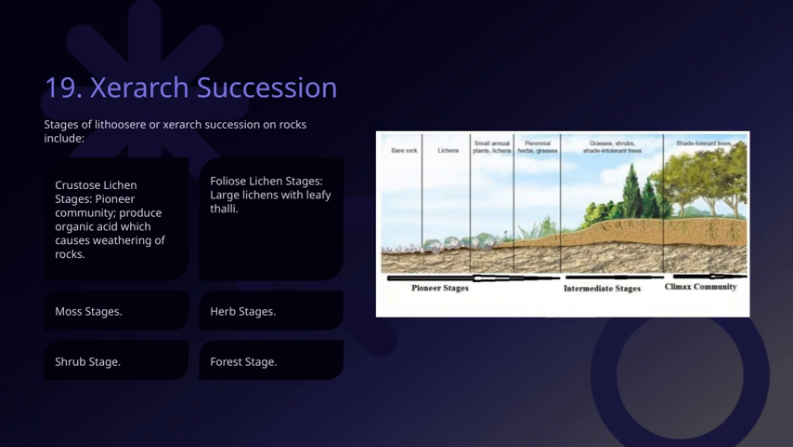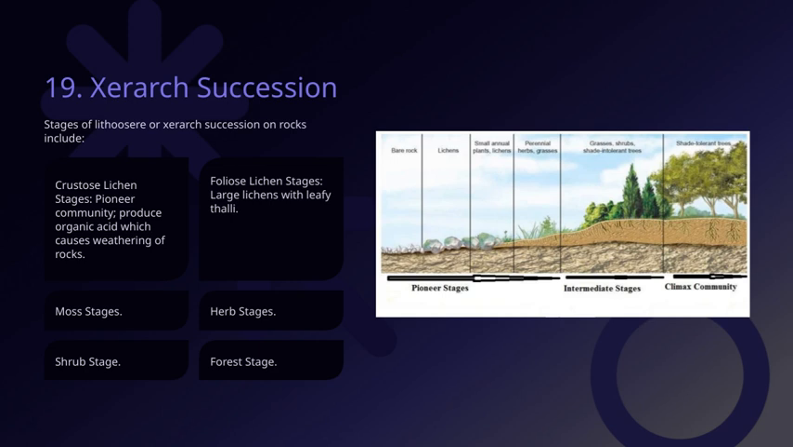Then, we see the moss stages, which are crucial because mosses help retain moisture and further break down rocks. Moving forward, we encounter the foliose lichen stages. These are large lichens with leafy, flat bodies called thalli, and they play a vital role in creating organic material on the bare surface. Following that, we get to the crustose lichen stages. These lichens form a crust-like layer tightly attached to the rock surface, and they're often considered the pioneer community.